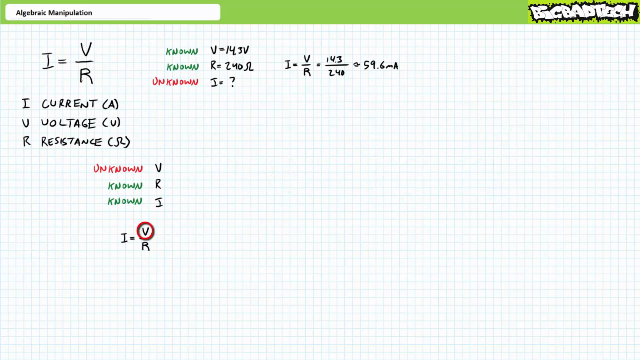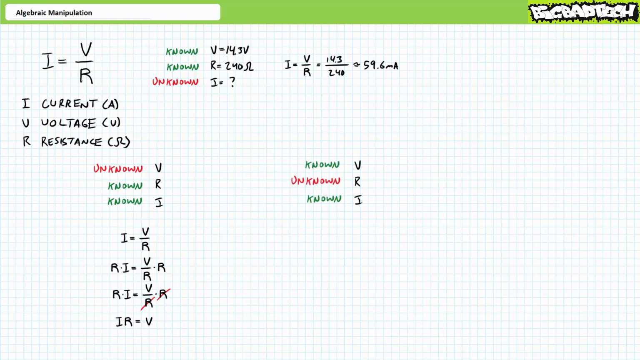We need to isolate unknown property V on one side of the equation. As presently illustrated, it's being divided by R. What's the opposite of division? Multiplication. Multiply both sides by R. R cancels out on the right, and we're left with an equally valid permutation of Ohm's law, which states I times R equals V. One can substitute in known values for I and R and determine unknown quantity V.